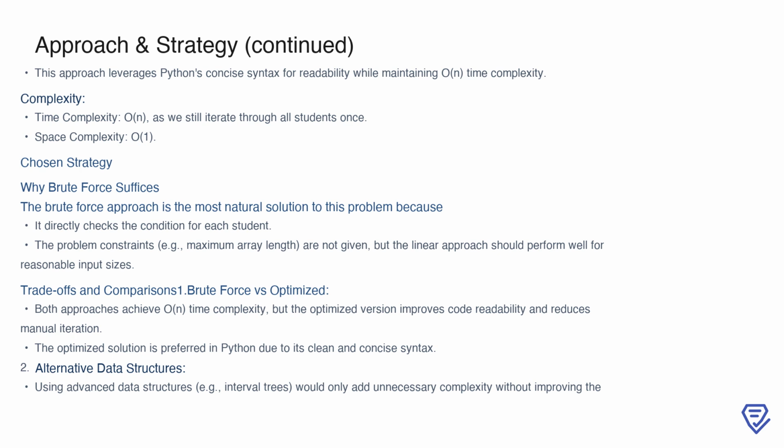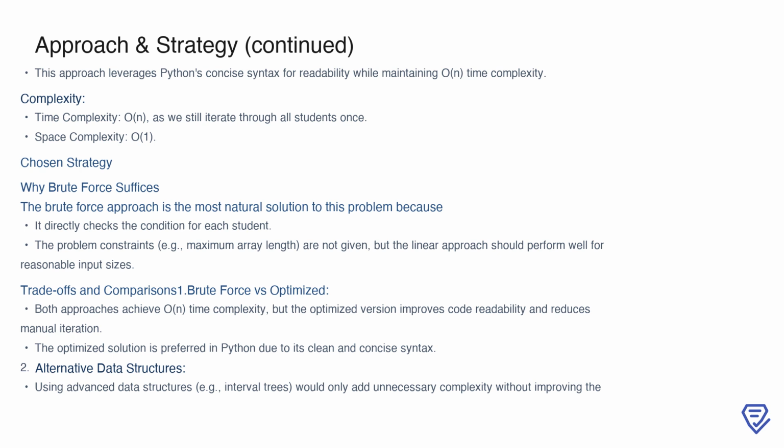While the two methods are functionally equivalent in terms of performance, the optimized approach eliminates manual iteration, which not only improves readability but also reduces the chances of introducing errors in larger codebases. Alternative data structures like interval trees could theoretically be applied, but they would introduce unnecessary complexity without offering any improvement in the asymptotic runtime for this problem.